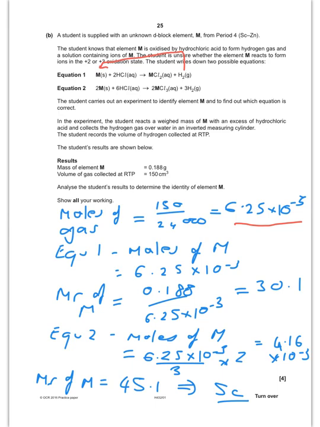And therefore your Mr of M, you know your mass that you started with as being 0.188, your Mr would be 30.1. If you use equation 2, it is a 3 to 2 ratio, so you figure that out, and your molar mass of M is 45.1. And it must be that one which is correct, because it's the only one that matches the molar mass of a d block element from scandium to zinc, and therefore it is scandium that we are looking for.